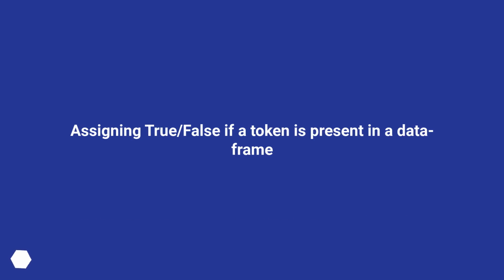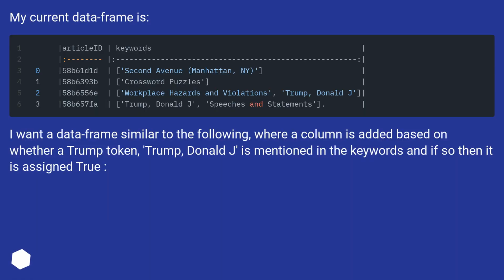Assigning true/false if a token is present in a data frame. My current data frame is... I want a data frame similar to the following, where a column is added based on whether a Trump token, "Trump, Donald J", is mentioned in the keywords, and if so then it is assigned true.